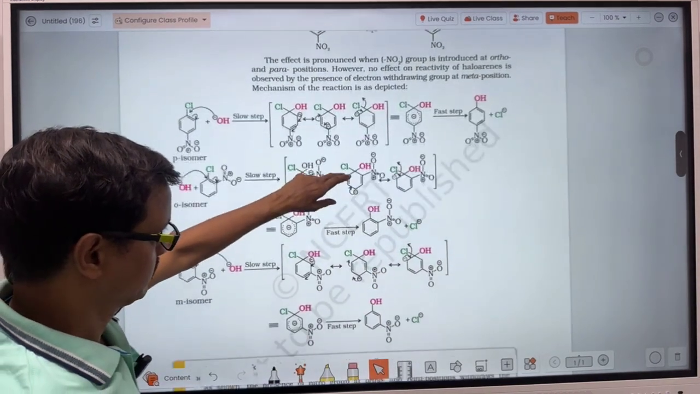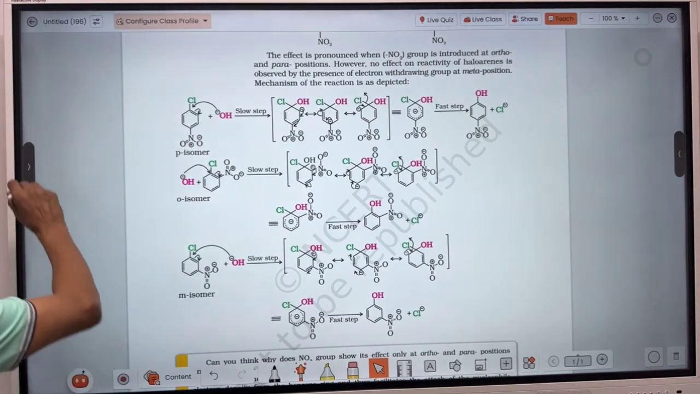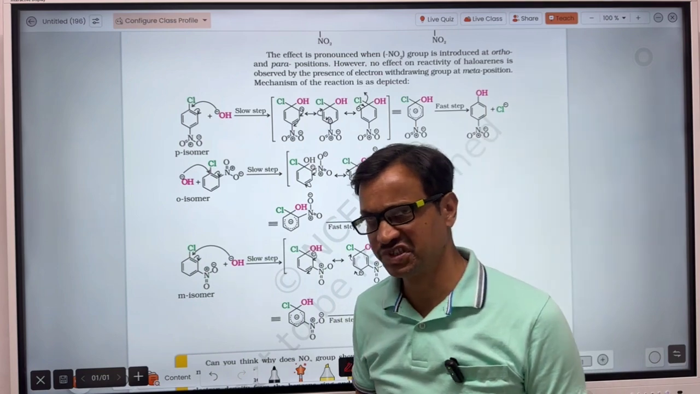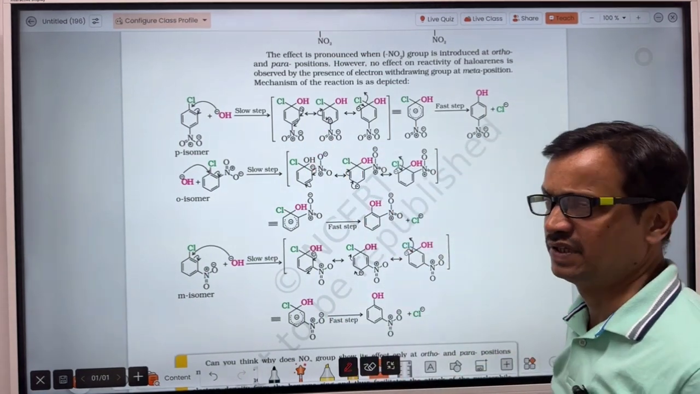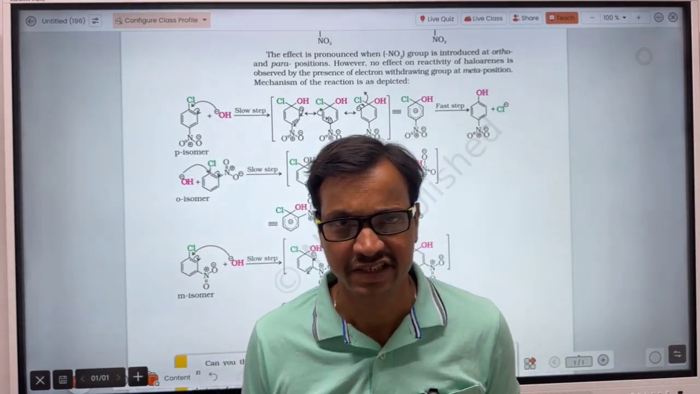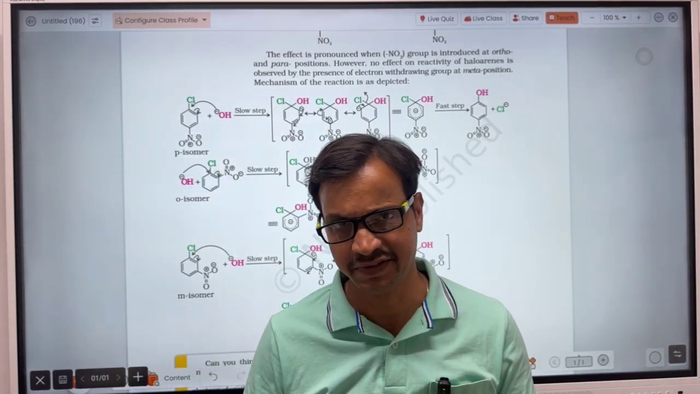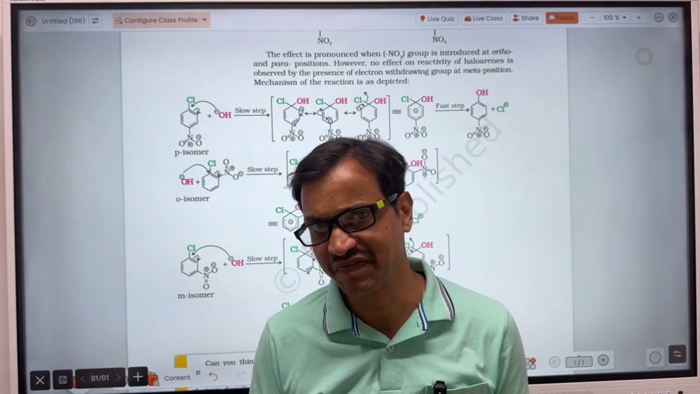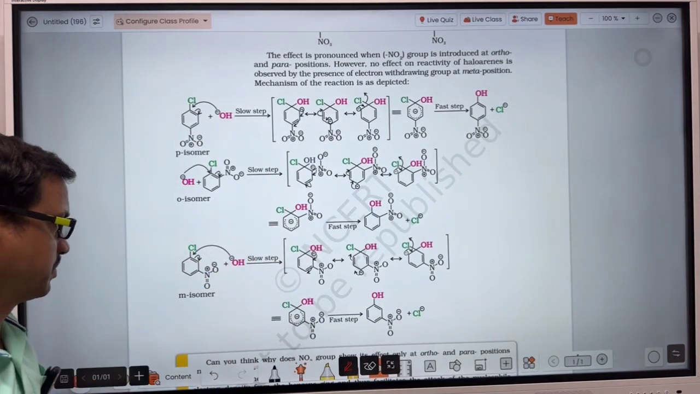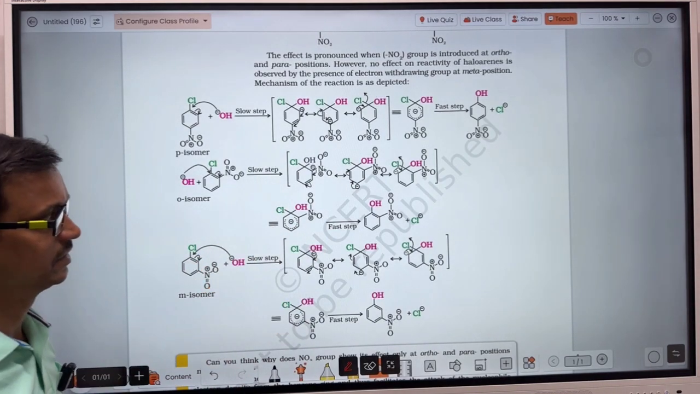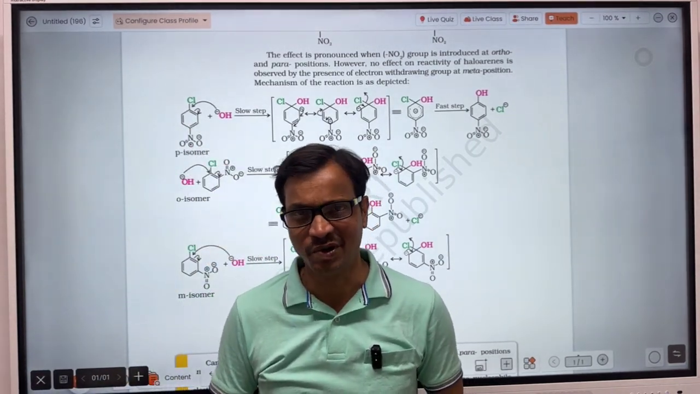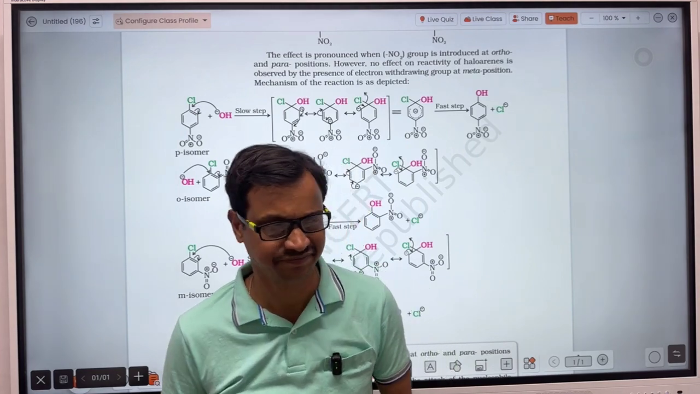Now let's see the point that when the electron withdrawing group is present at the ortho position or at the para position, that will ease the reaction. That means the rate of reaction will be fast and the reaction will be easier. But if the NO2 group is present at the meta position, then that will not affect the rate of reaction.